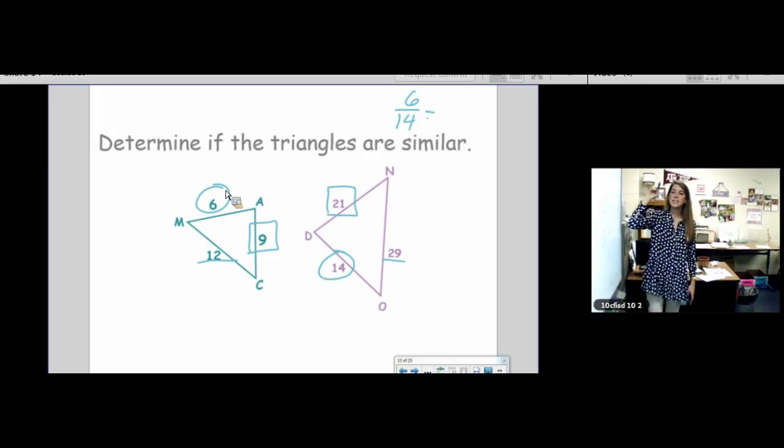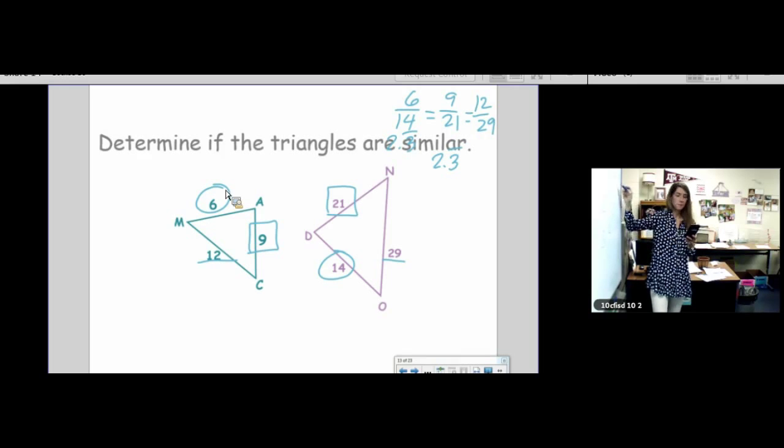What did you get when you did 6 divided by 14? 2.3 repeating? What about 9 divided by 21? 2.3 repeating. This is looking good, right? Do we have to check the third one? Yes, you have to check the third one. 12 over 29. What do you get? What? 1.2? Were they that different? I thought I made them a lot more similar.